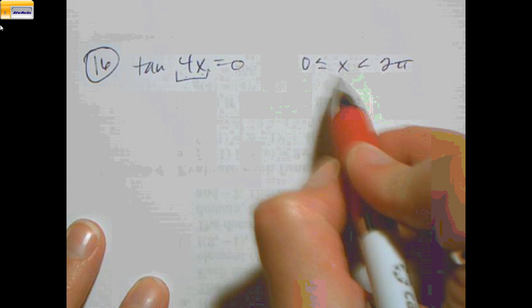In a nutshell, here's the deal. It would be awesome if I could just make this regular old x, but I can't, not without lots of effort, using some identities and then some double angle identities, and gross, right? So what we're going to do instead is, because this is 4 times the angle, make this 4 times the interval. 0 times 4 is 0. X times 4 is 4x. 2 pi times 4 is 8 pi. I'm going to change the interval. And then I'm going to ask myself, tangent of what angle gives me 0?